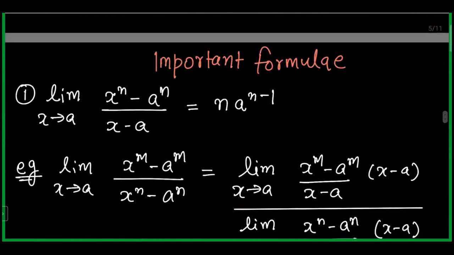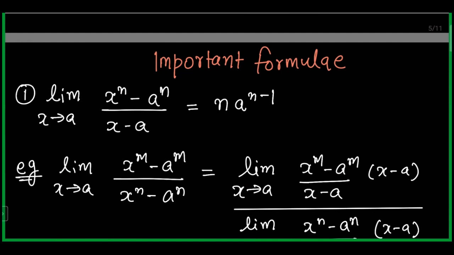Now there is one important formula. So there are other ways to find limits. One method we learned is just substitution. The second method is factorization. The third way we are going to find limits is using important formulae.